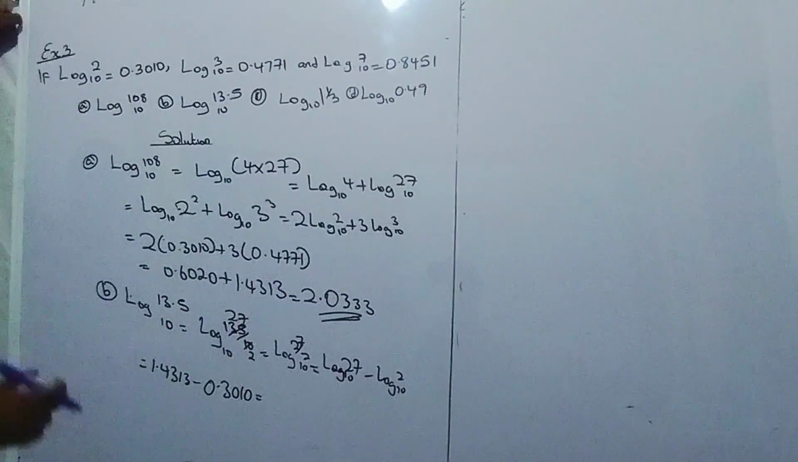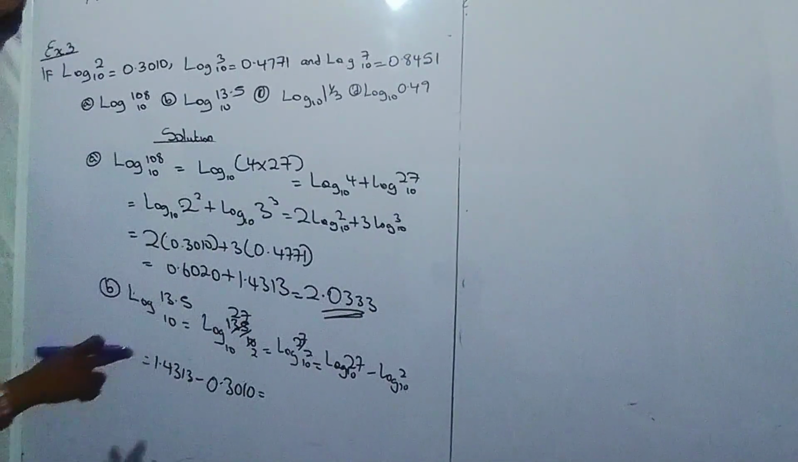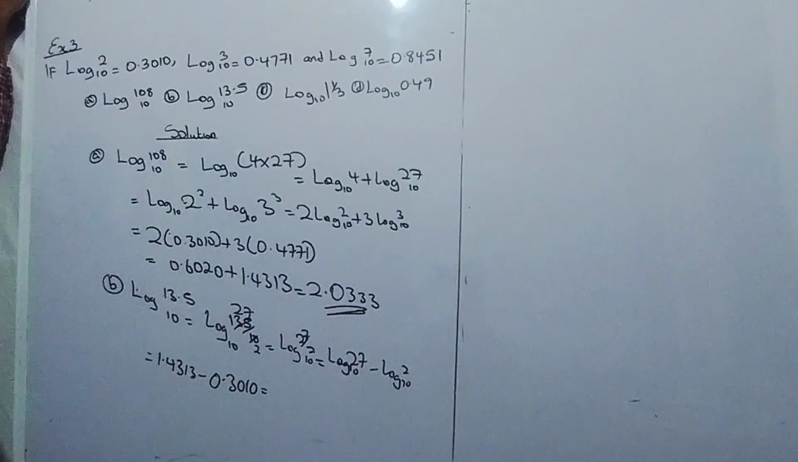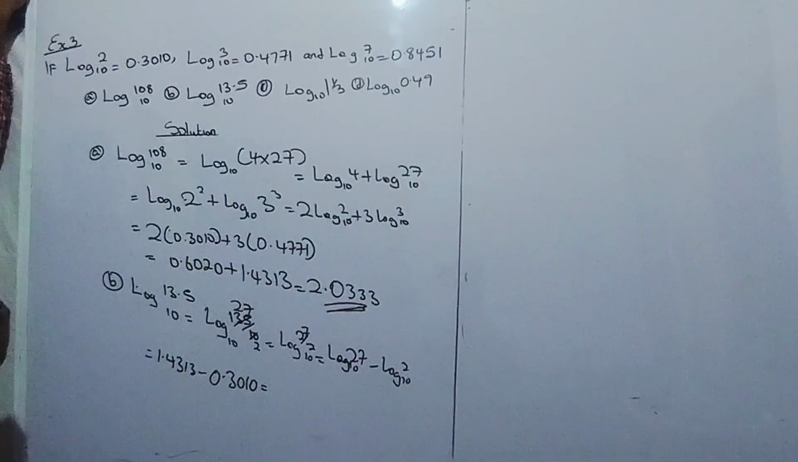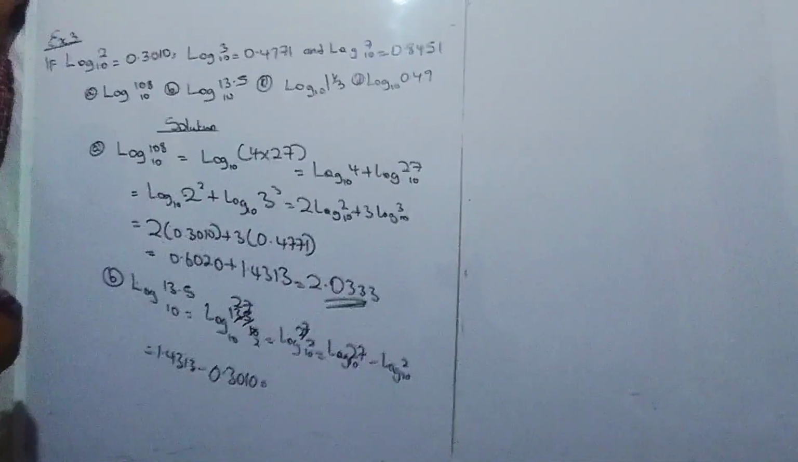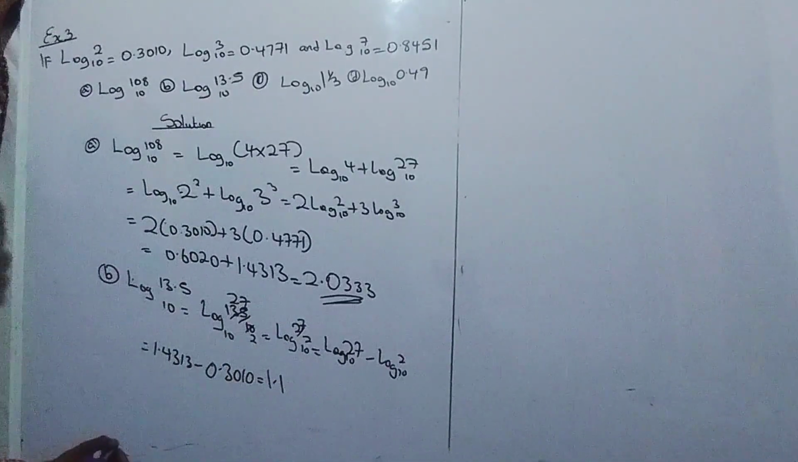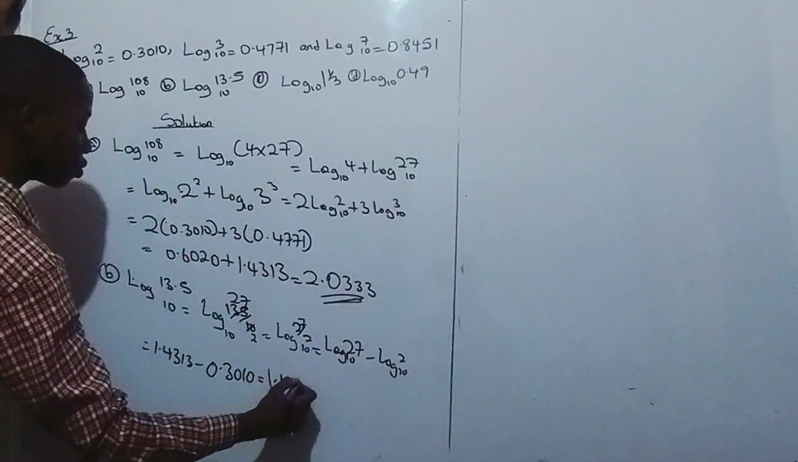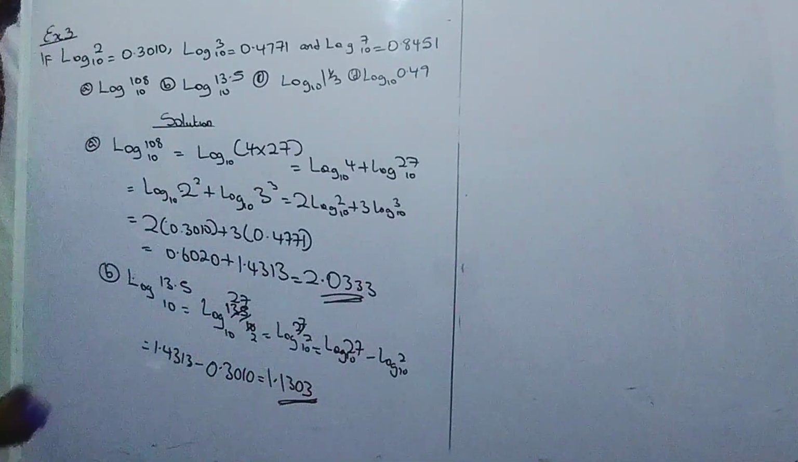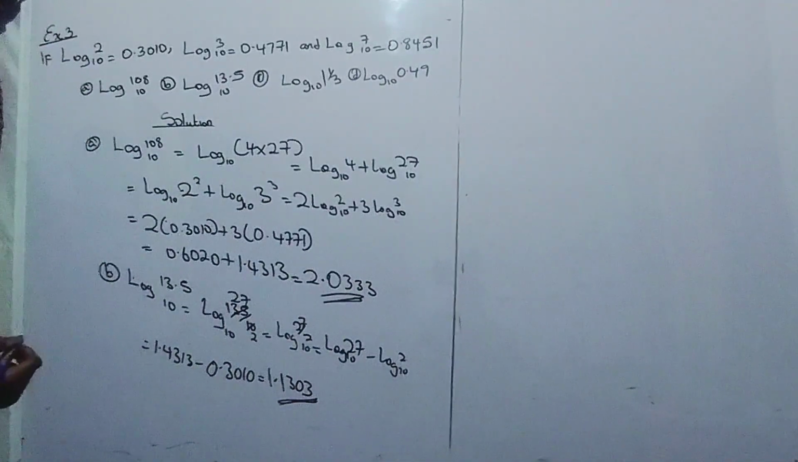If you could recall, it was the log 27 base 10 we got here that gave us 1.4313. Without stressing ourselves, we can easily know that this is the value. Then we subtract that immediately. So after subtracting, we have 1.1303. So that's the final answer.